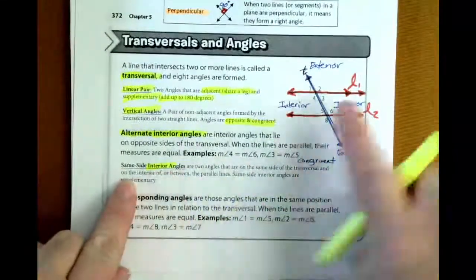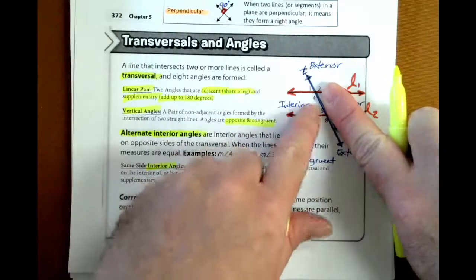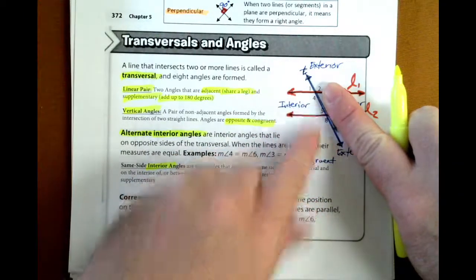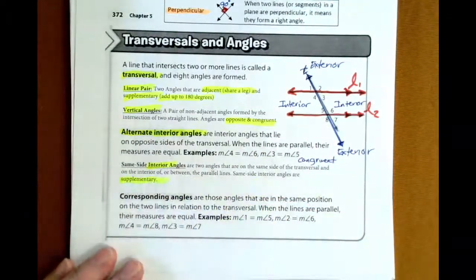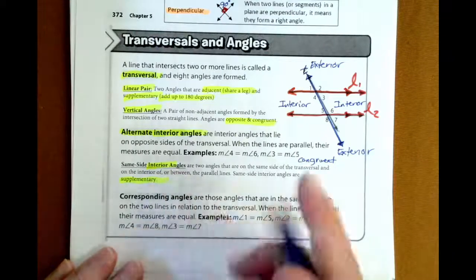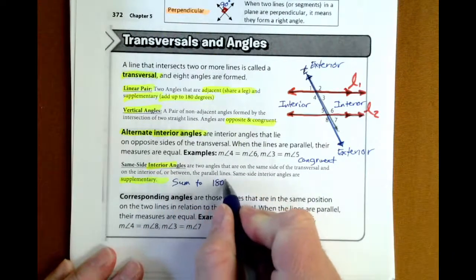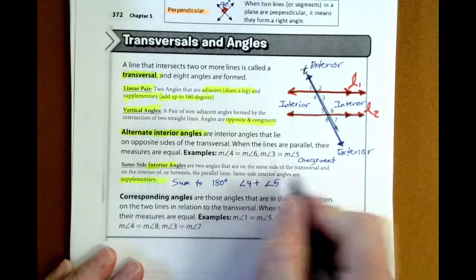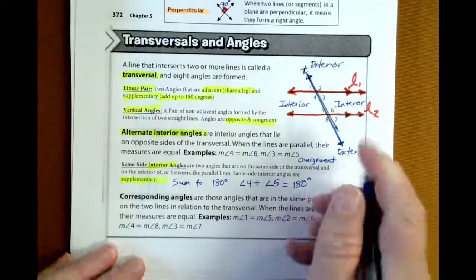Versus same side, so that's the transversal line. 4 and 5 are on the same side, interior. They don't look like they're equal, and they aren't. They're supplementary. They add up to 180. So if they're on the same side, they sum to 180 degrees. So angle 4 plus angle 5, they're on the same side here, they would add up to 180 degrees.